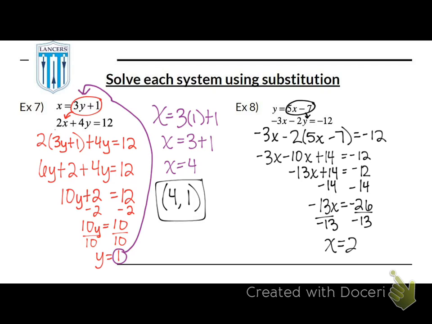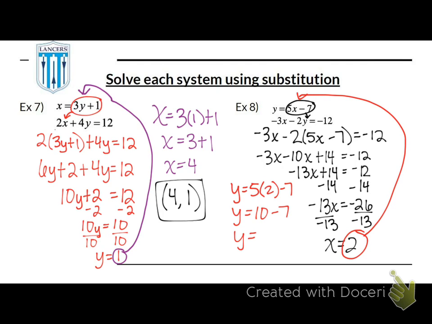Okay, getting your first one is usually the tricky part. Getting your second one should come easily. You take that number, you go all the way back up to the top and plug it in for its variable. That means we would have y equals 5 parentheses 2 minus 7. 5 times 2 is 10. 10 minus 7 is 3. So I agree your answer is 2, 3 as an ordered pair.